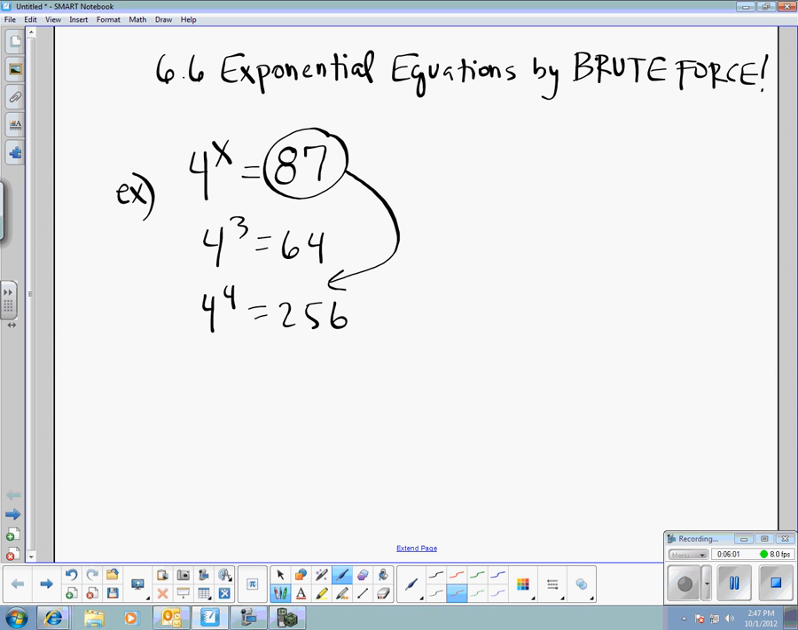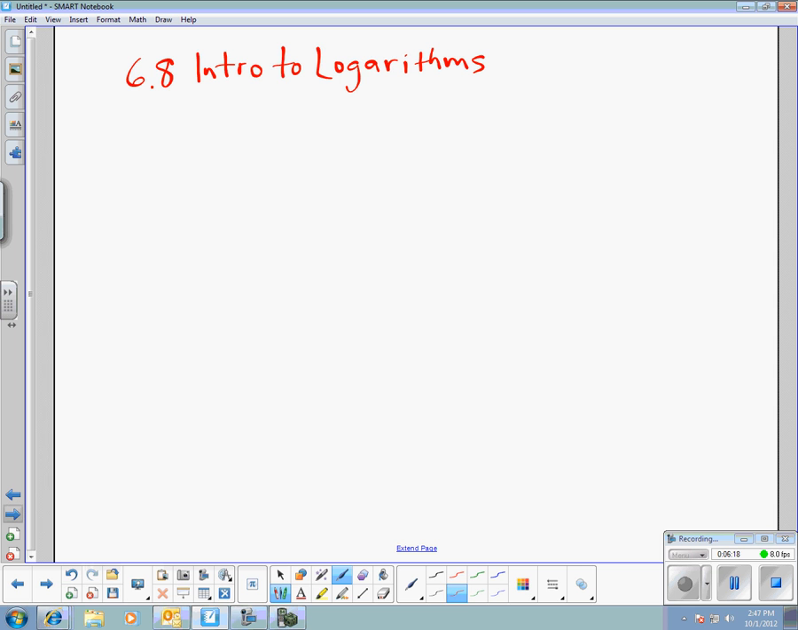So I could write it something like this. X is approximately equal to 3.22. So by brute force, you have solved your first exponential equation. Now, you don't want to do that every time. So the next topic for the second half of chapter 6 is basically logarithms. This is a big day for you, your first exposure to logarithms.